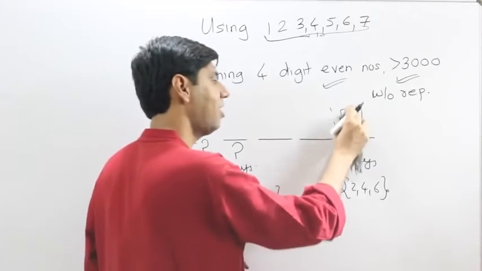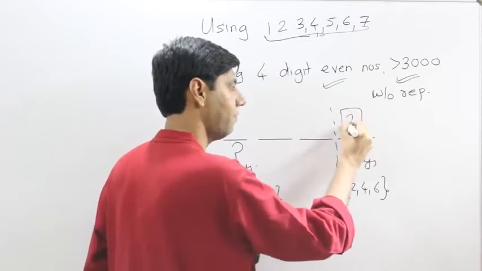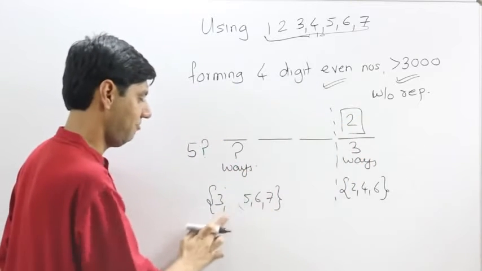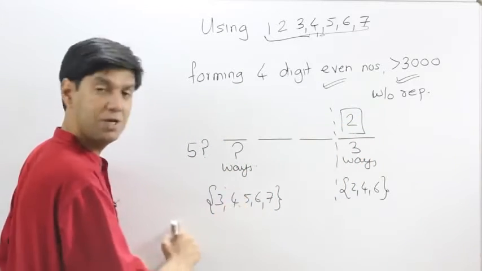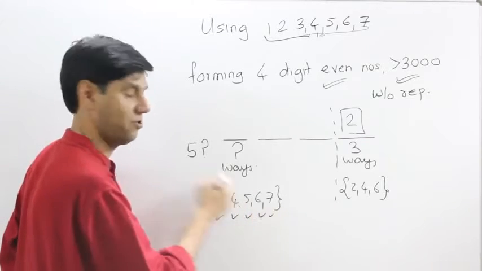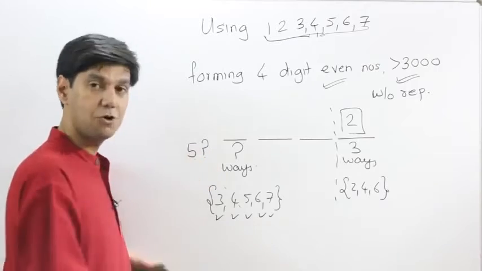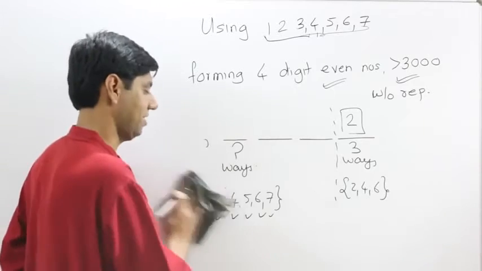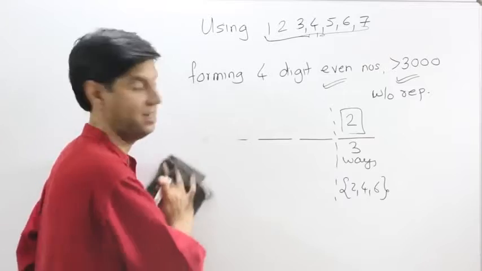Not really. If I would have used the digit 2 out over here, then 4 is available for me. In fact, 2 is not there in this set. So all of them are going to be available to me. So sometimes it could be 5 ways, sometimes it could be 4 ways. So I do not know. So how do we handle this?